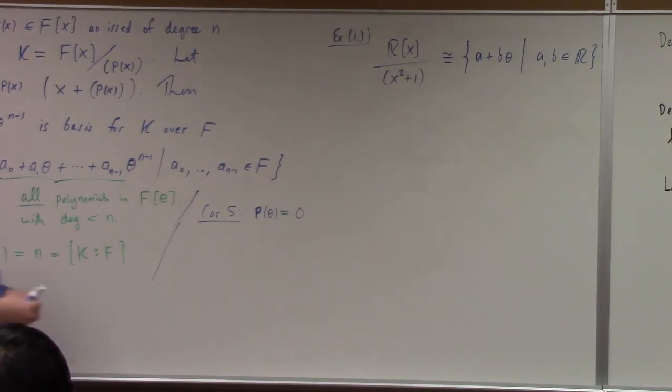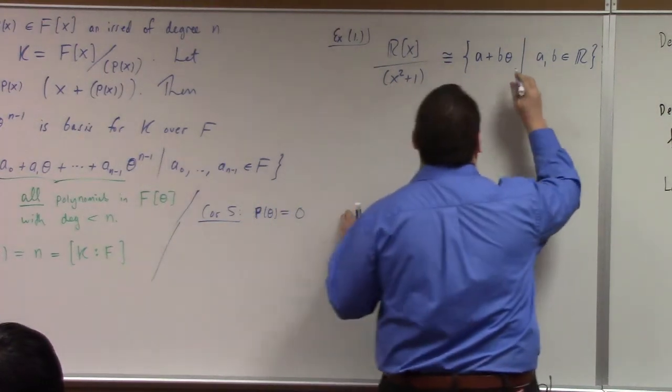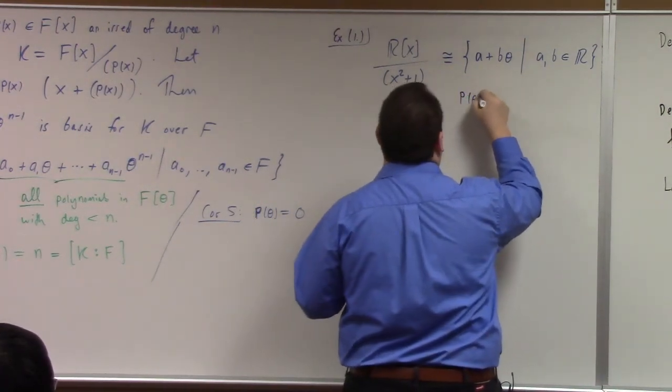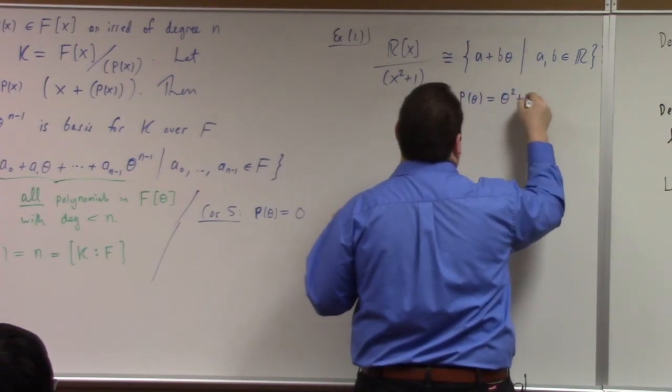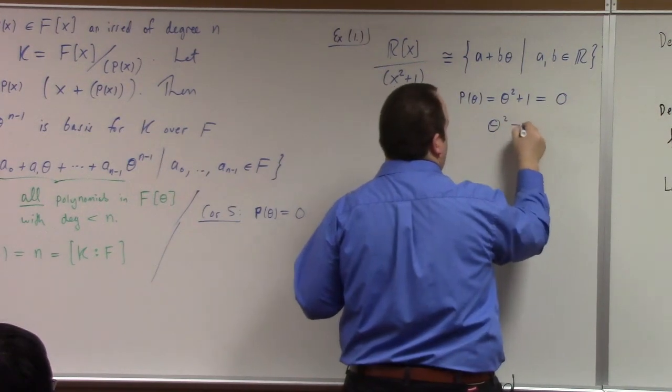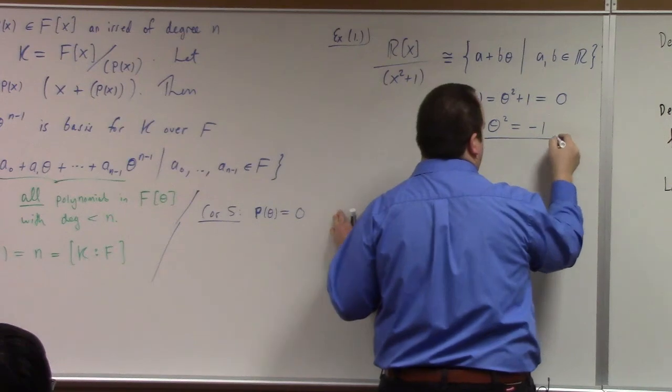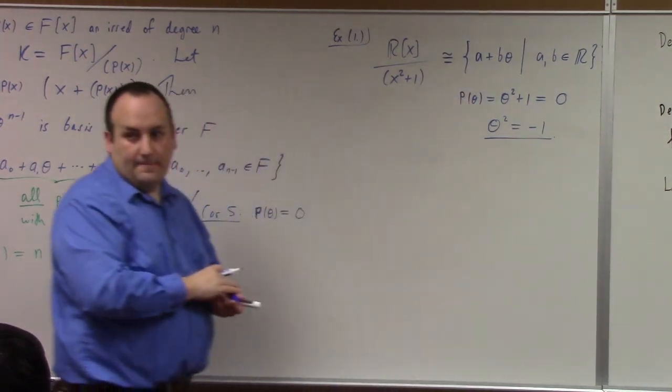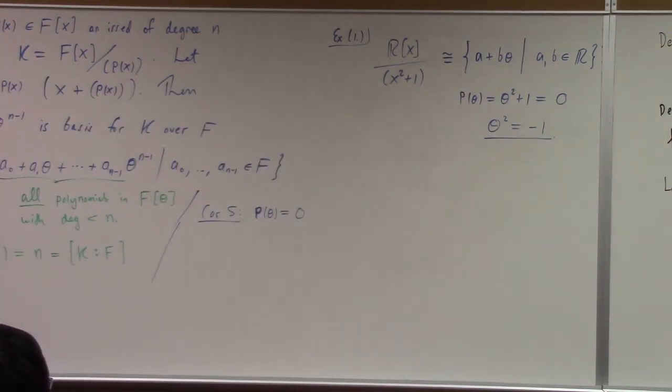So in this construction over here, p of theta is what? Theta squared plus 1, right? So to say that's equal to 0 is to say that theta squared is minus 1, right? Which gives a construction of the complex number system as a quotient of polynomial rings. Okay.